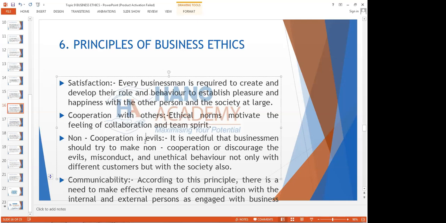Communicability. According to this principle, there is a need to make effective means of communication with the internal and external persons engaged in business. So communication is the way or the means in which we talk to each other. Communication is the way in which people share information. Communication is the passing of information from one person to another. And communication has elements like the sender of the information, the channel that is used, the receiver of the information, and the feedback.